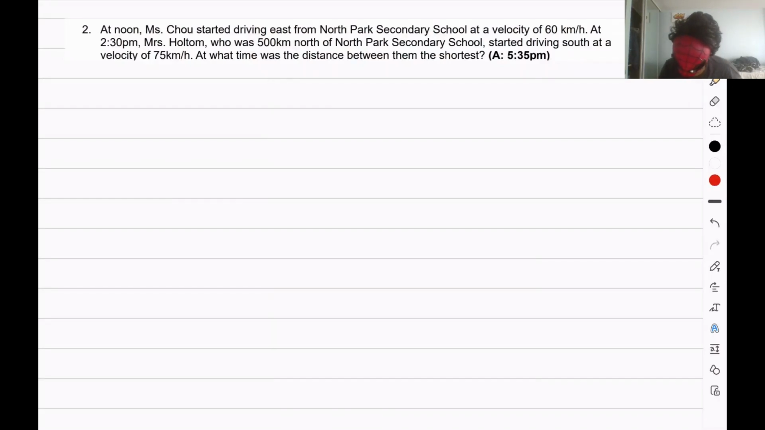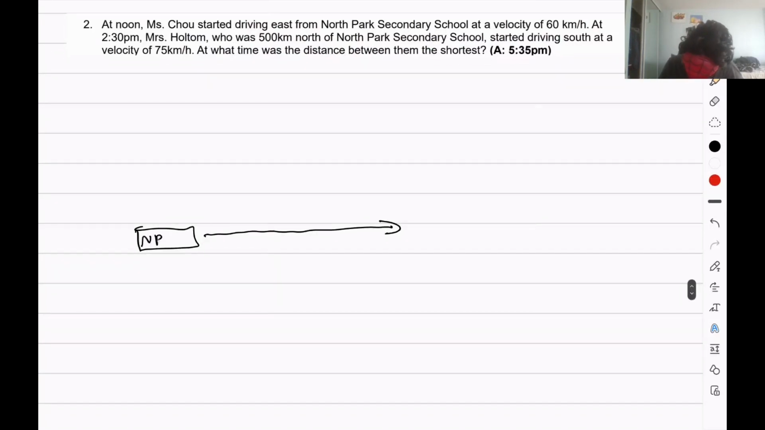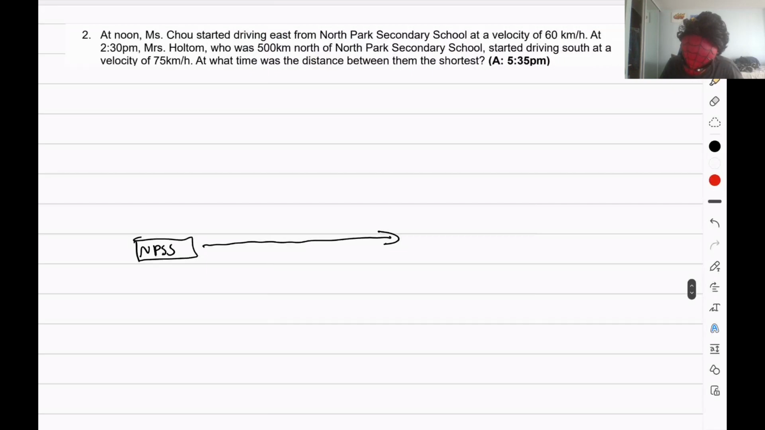So at 12 p.m., Ms. Chow was already driving. She started driving east from North Park at a velocity of 60 kilometers per hour, and I'm going to name this North Park Secondary School. Then Ms. Holtum at 2:30 started driving south towards North Park, and she was originally 500 kilometers away from North Park.